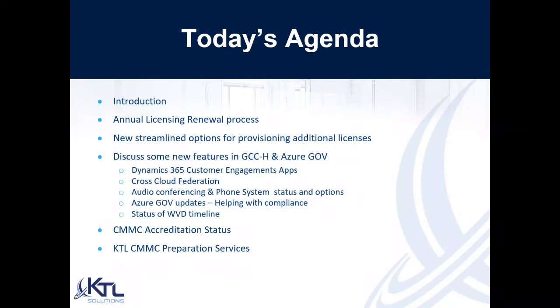So the agenda for today is going to be, we're going to talk a little bit about the annual licensing renewal process for GCC-H customers. Some of you have already gone through the process because you've been in the GCC-H for over a year and we've already renewed you. Some are new into the environment, and we just want to review what that annual licensing renewal process looks like. Currently, we want to talk about some really exciting news about some new streamlined options for being able to provision additional licenses, that you can do on your own and don't have to come through KTL for some of that. So we want to talk about that and describe that to you.